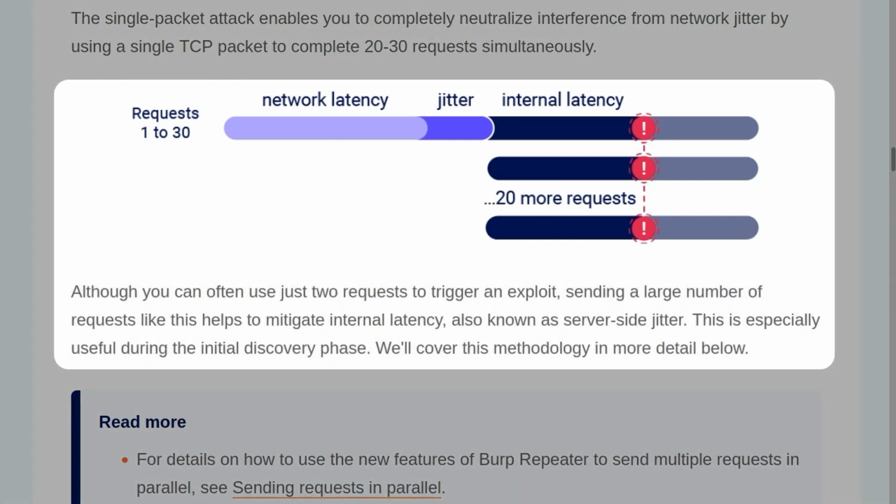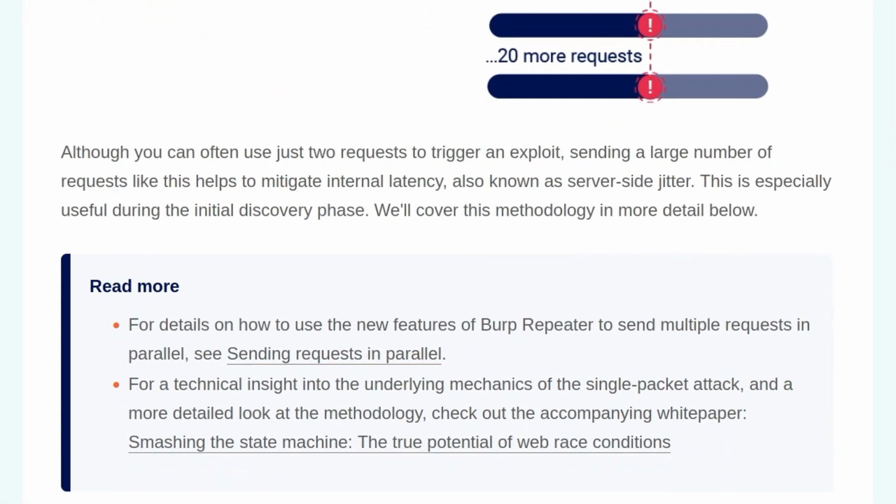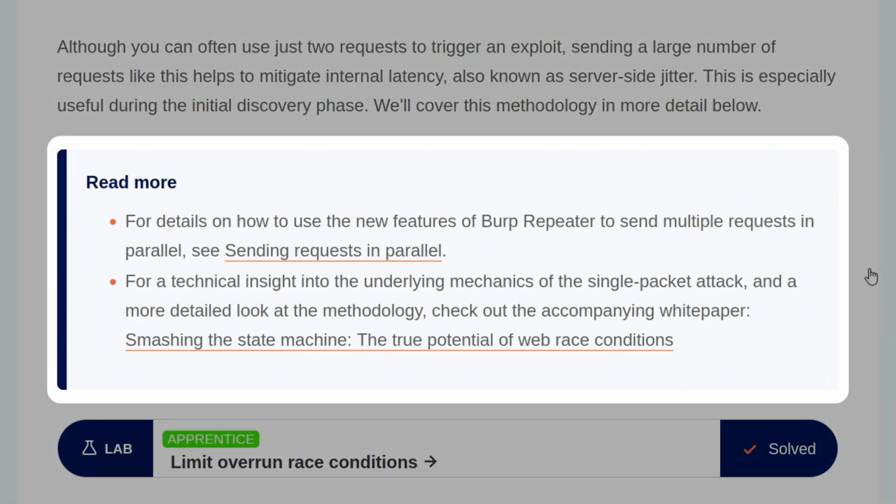Although you can often use just 2 requests to trigger an exploit, sending a large number of requests like this helps to mitigate internal latency, otherwise known as server-side jitter. We've got a note here that we can read more details on how to use the new feature in Burp Repeater, and also if we want a technical insight into the underlying mechanics of the single-packet attack, we can take a look at the white paper, which was mentioned earlier.